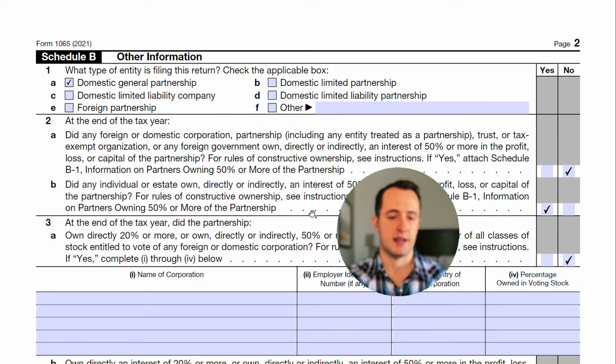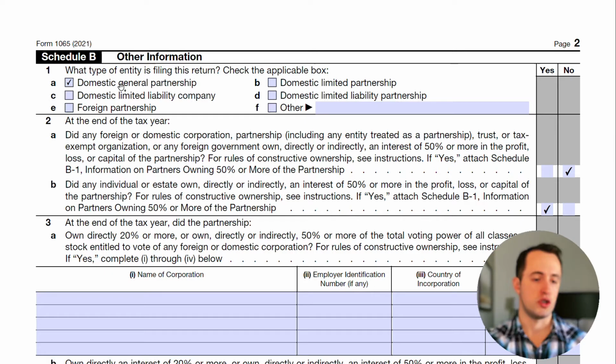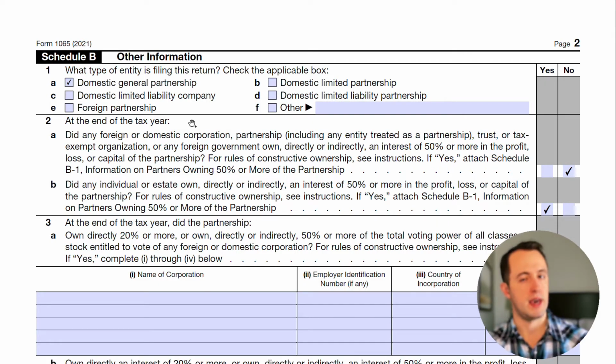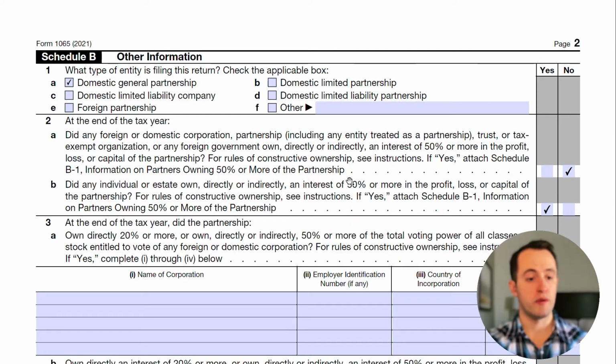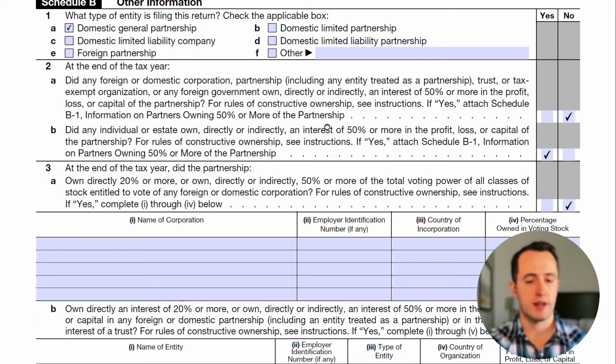All right, moving down to the next section for Schedule B. So one, the majority of people are going to be selecting domestic general partnership, but select the other ones that are applicable. If you do have a foreign partnership, again, I would recommend you talk to a CPA because that's where things get a lot more complicated. Now moving on down here, 2A. At the end of the tax year, did you have any sort of foreign partners? So we're going to check no.